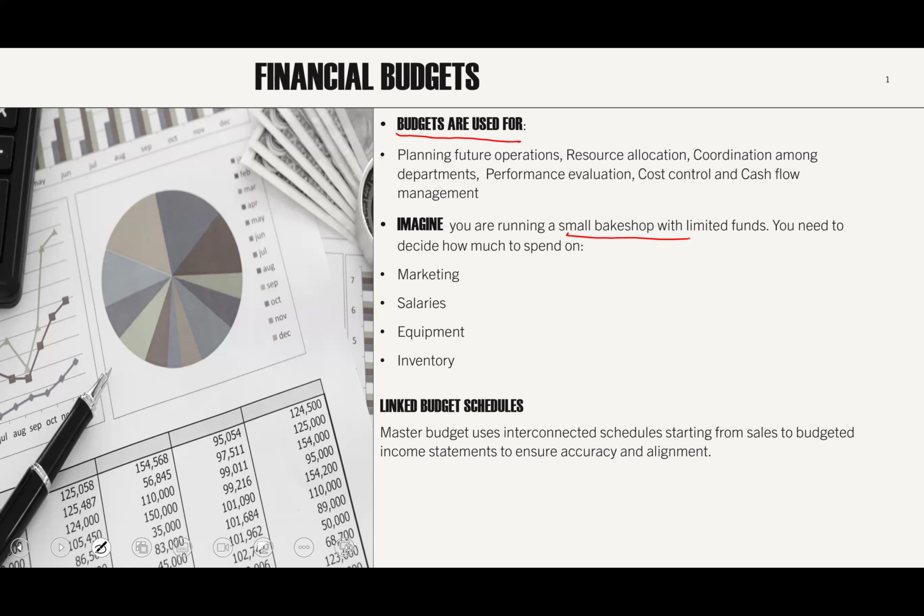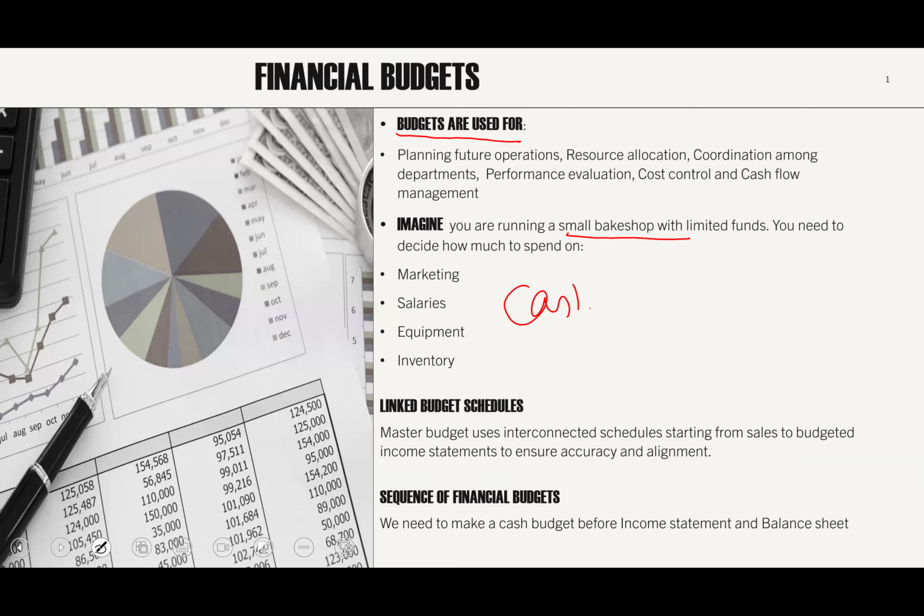Once again, I remind you that the budgets are linked to each other. In this part, we are going to show you how cash budget is connected to income statement, how income statement is connected to balance sheet. And in the end, there is a very important point here which says that the sequence of financial budgets is kind of important, meaning you need a cash budget before you can make an income statement, and you need an income statement before you can make a balance sheet.